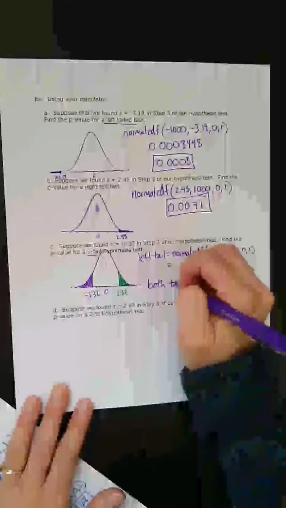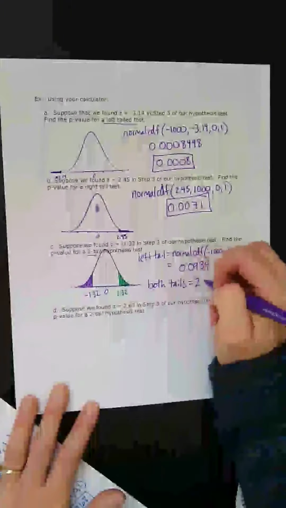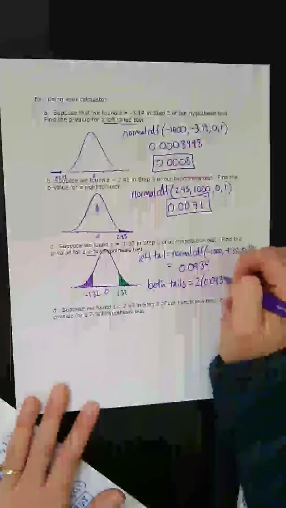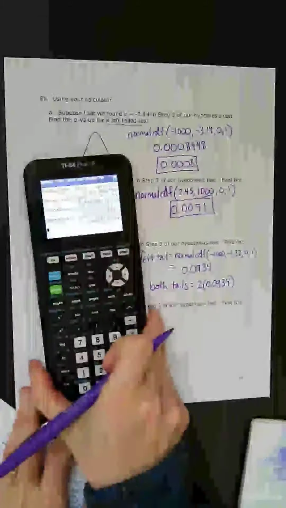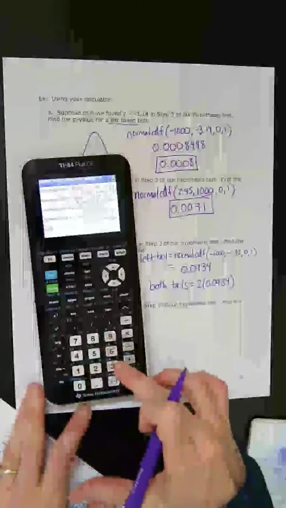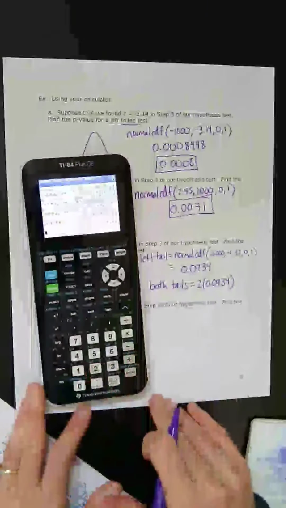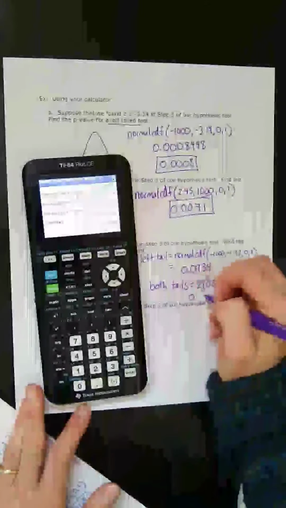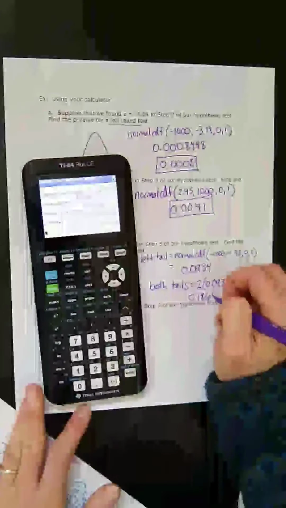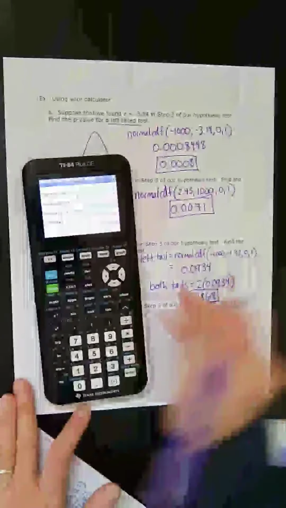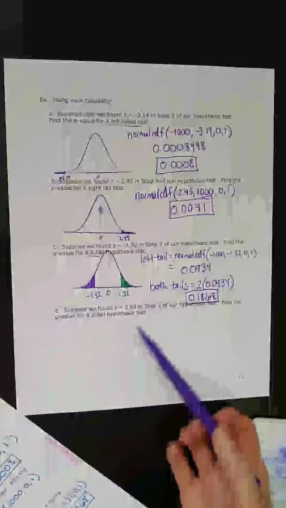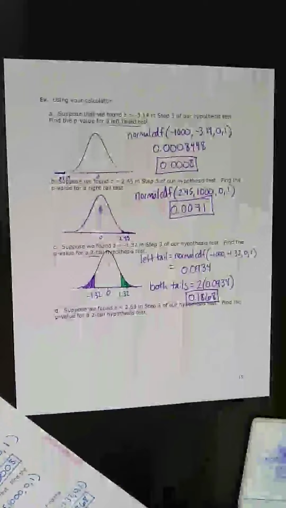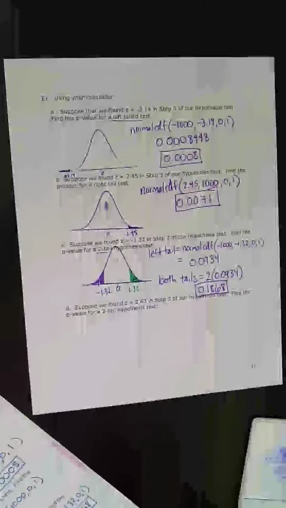So both tails, and I'm just going to use the rounded value. So my p-value, my total area in both the tails, is 0.1868. Okay. So if you just have a left tail or a right tail, you can do a single normal CDF. If you've got both tails, then use that symmetry and just know that you need to double the area that the normal CDF function gives you.